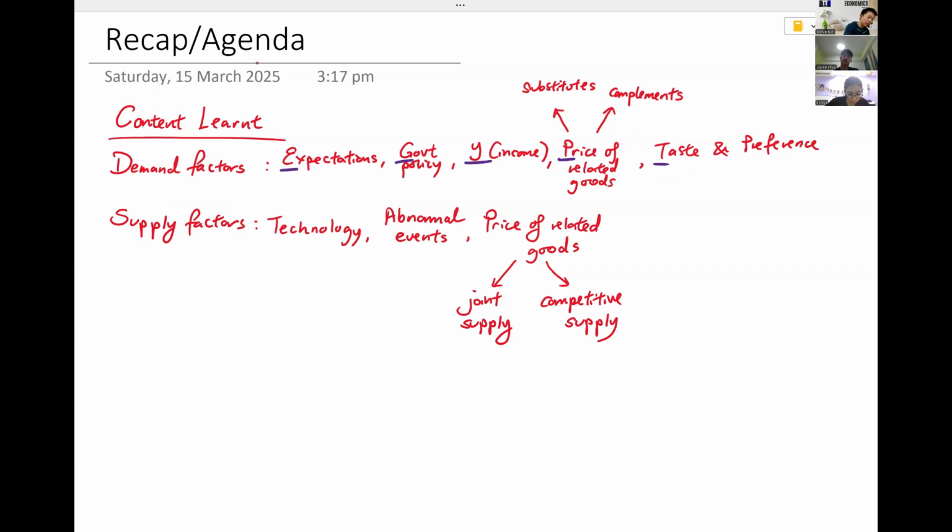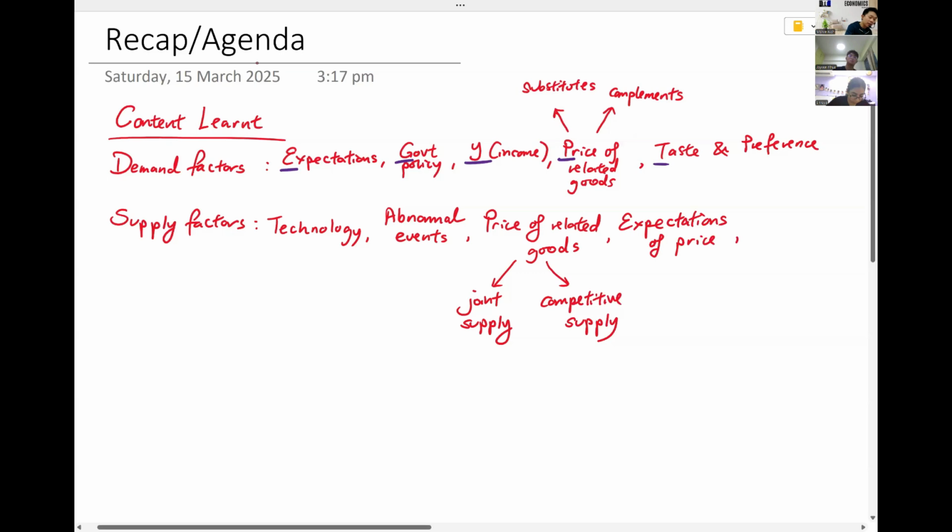E stands for expectations. Expectations of price. So I said before, if they expect the price to go up, usually being profit driven, they will withhold the supply. They sell less now, keep it until the prices go up and they sell it.